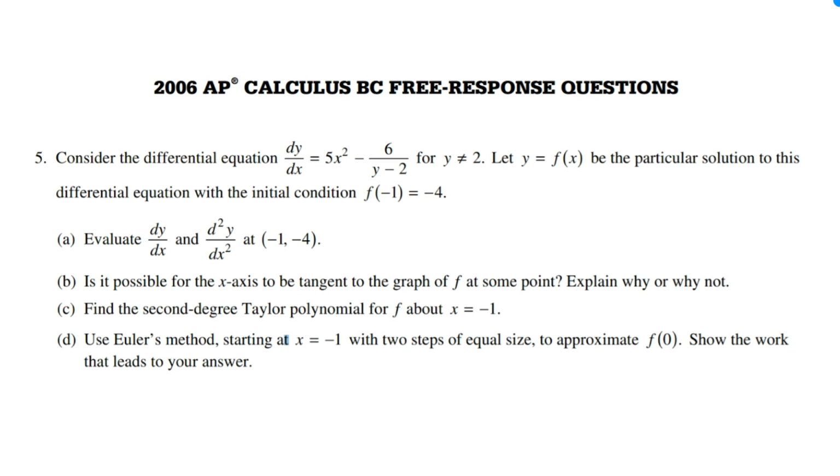Today we'll be going over AP Calc BC FRQ 2006 number 5. So number 5 says, consider the differential equation dy/dx equals (5x^2 - 6) over (y - 2) for y not equal to 2. Let y equals f(x) be the particular solution to this differential equation with the initial condition f(-1) = -4.